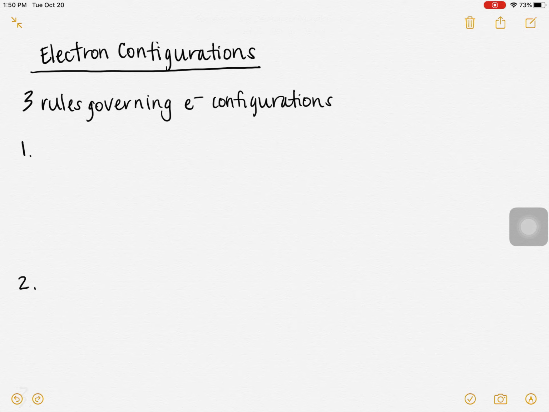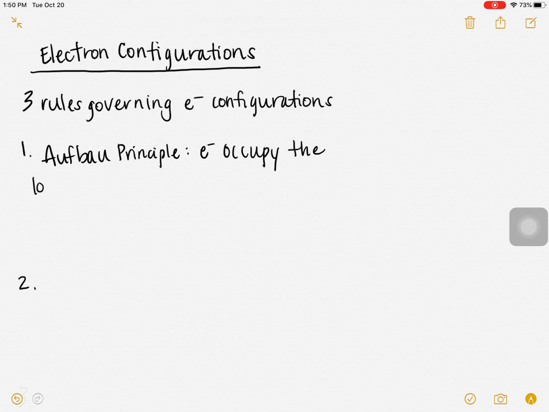The first rule that governs electron configurations is called the Aufbau principle. Basically this is a very simple rule, and it says that electrons occupy the lowest energy orbitals first. What that means is that if there's room in the 1s orbital, an electron will go there rather than into the 2s orbital because the 1s is lower in energy. This is a fairly simple rule to understand.